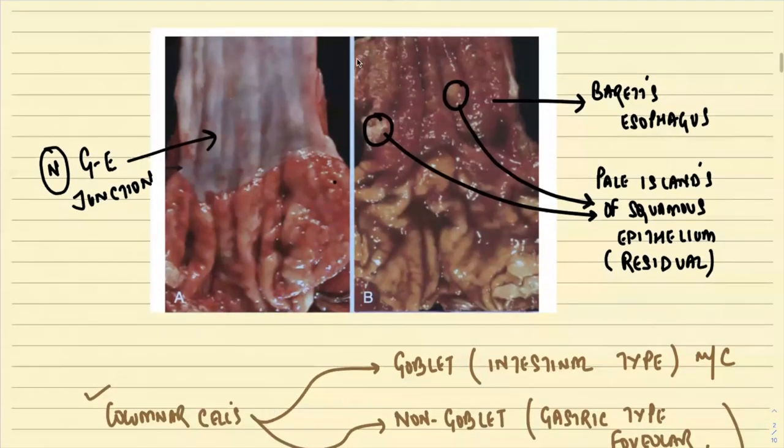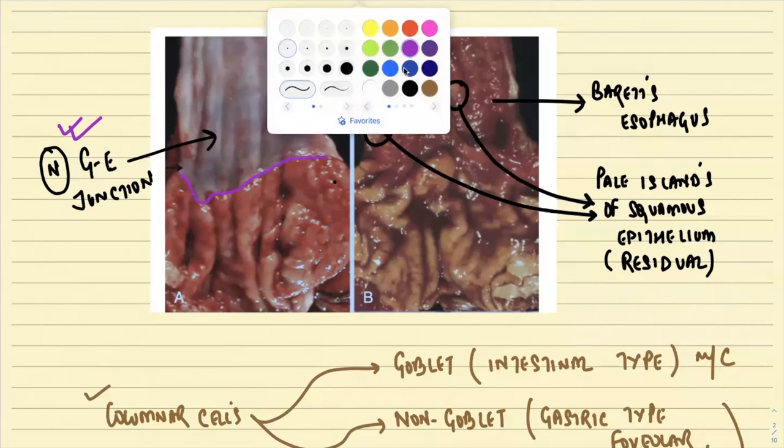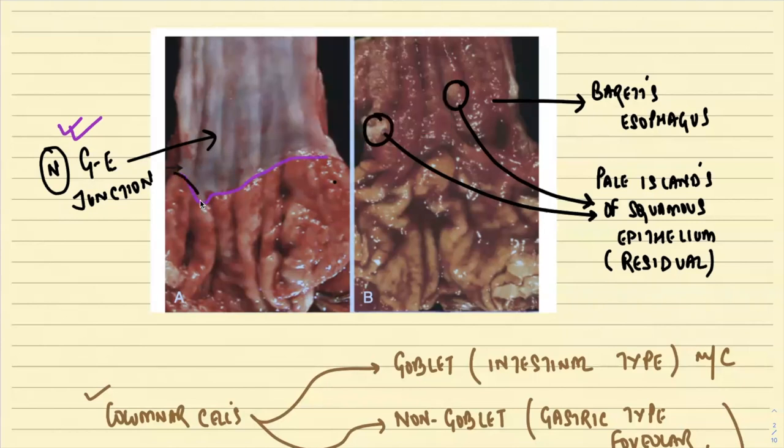Now, this is the gross image, wherein on the left-hand side of the image, we can appreciate the normal gastroesophageal junction. You can see there is a clear-cut line of difference, a clear-cut line of demarcation, between the two. This is the normal esophageal mucosa. This is the gastric mucosa. This is a normal gastroesophageal junction.